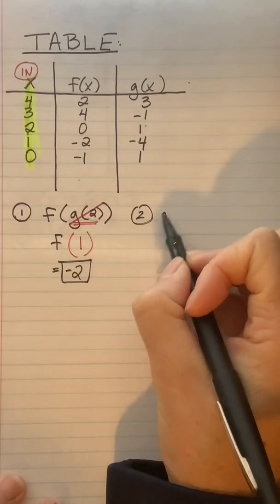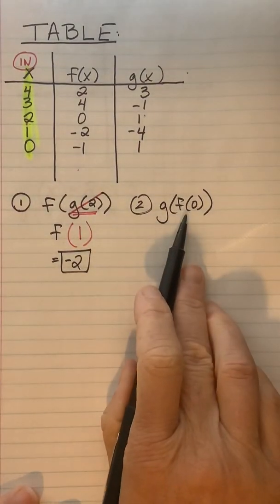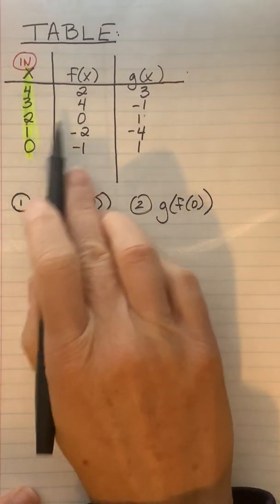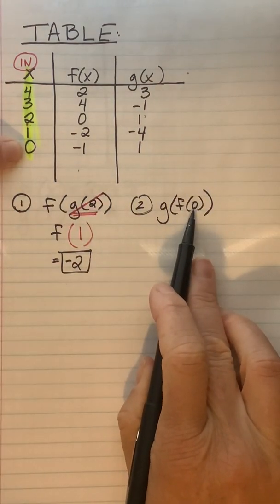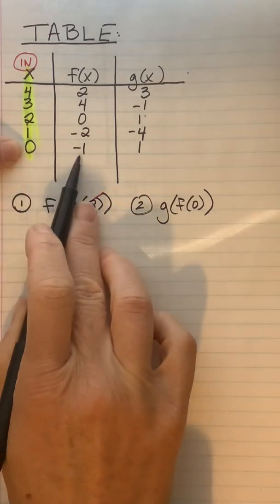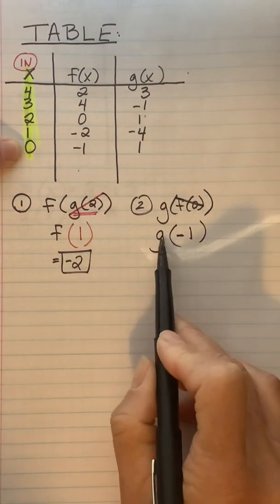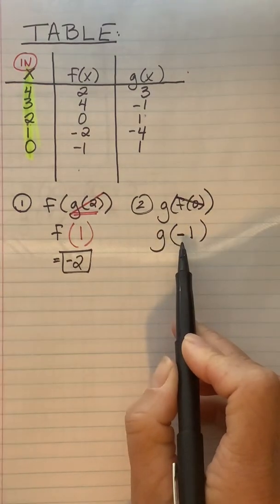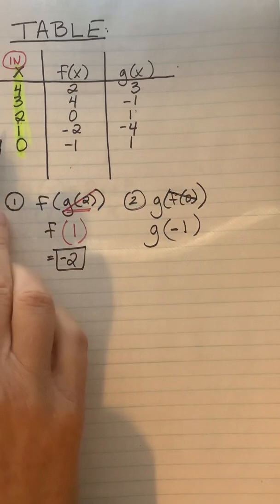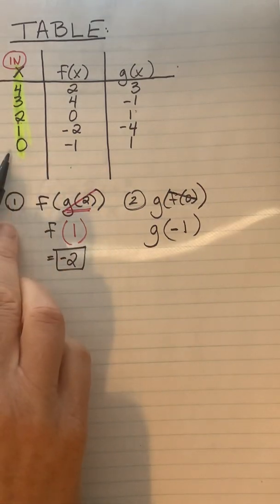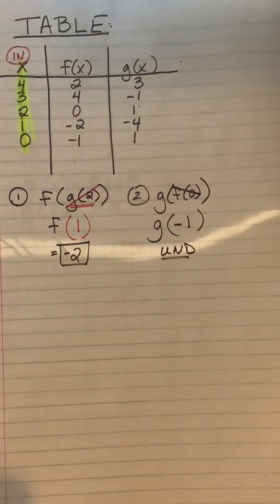What about g of f of 0? Okay, so f of 0. So you're looking for a 0. I see 2 of them, but remember 0 is on the inside. It's your input. If your input is 0, your output for your f function is -1. f of 0 is -1. And now I need to find g of -1. Input -1. There is no input -1. So at this point, I'm going to say this is undefined. I don't know what -1 is.